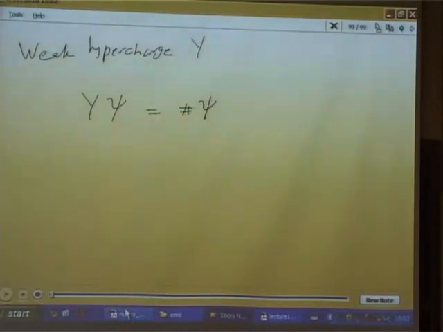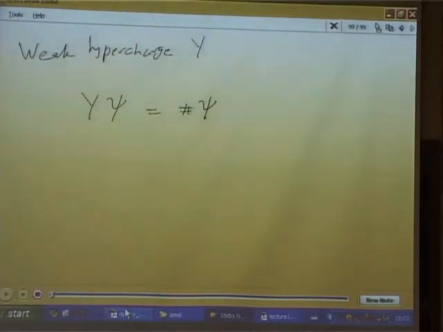However, this is not how we define the particles. Particles exist the way they are, and I tell you what their properties are. The way I define Y of a particle is by telling you what its eigenvalues are. In addition, I am telling you that they transform in a certain way under this U1 symmetry. So how do they transform?